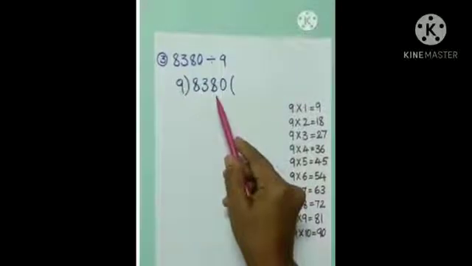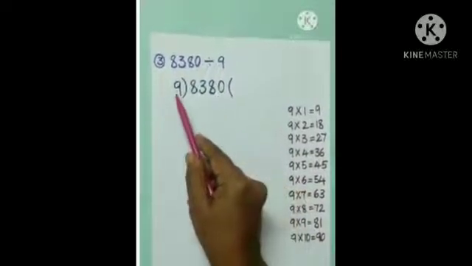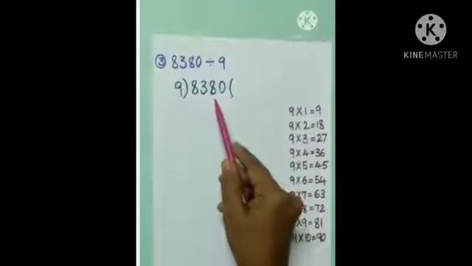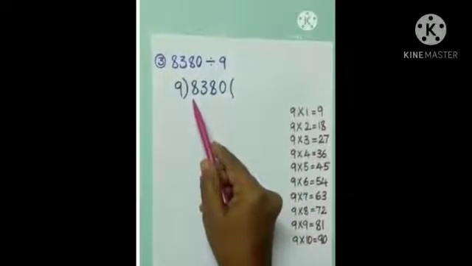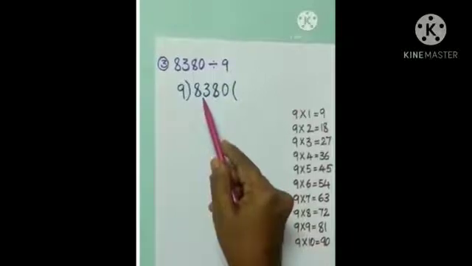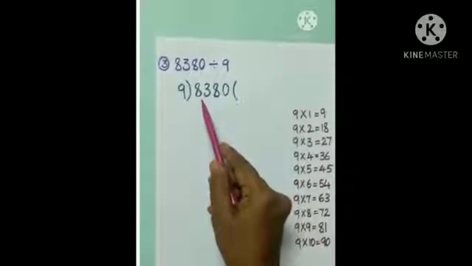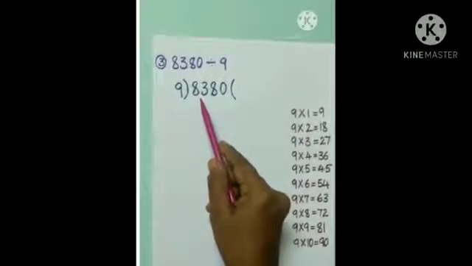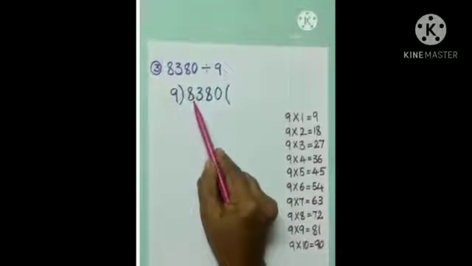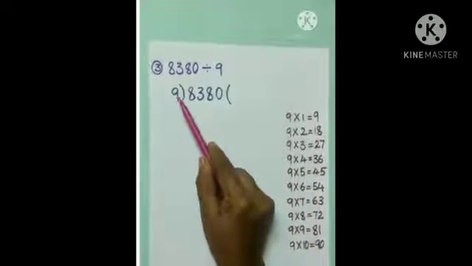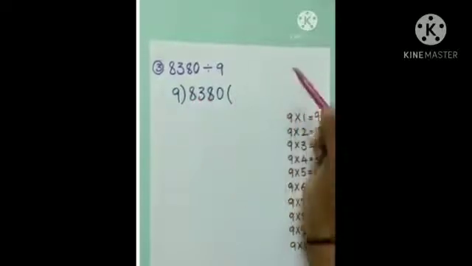We start comparing the digits of the dividend with the divisor. Also start checking from the highest place. Here, which is the highest place, children? Yes, thousands place is the highest place. And what is the digit that is in thousands place? Yes, 8. Now compare 8 with the divisor 9. 8 is smaller than 9.